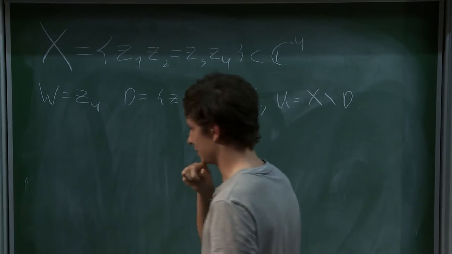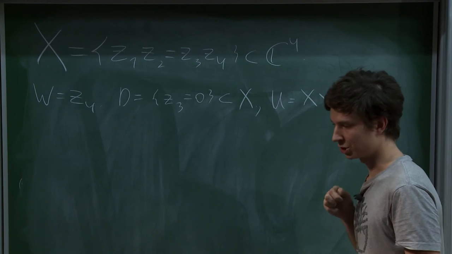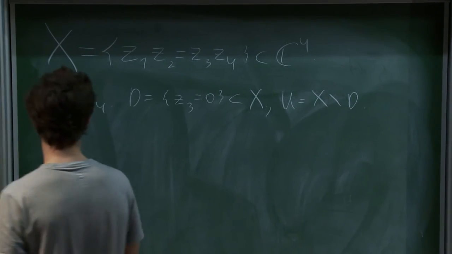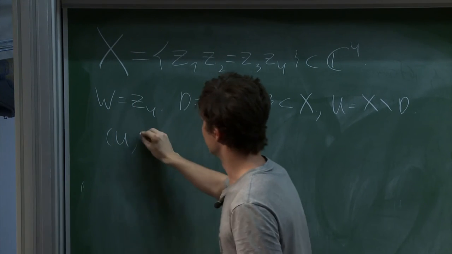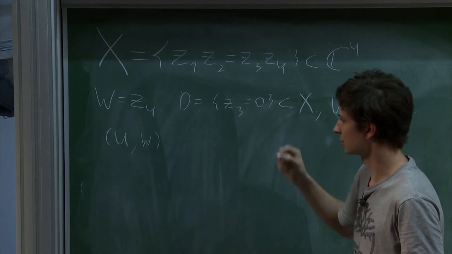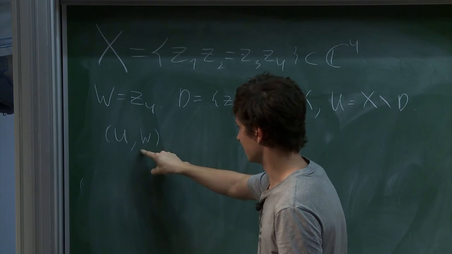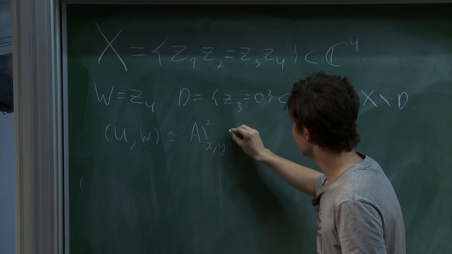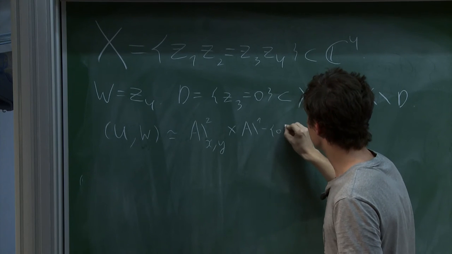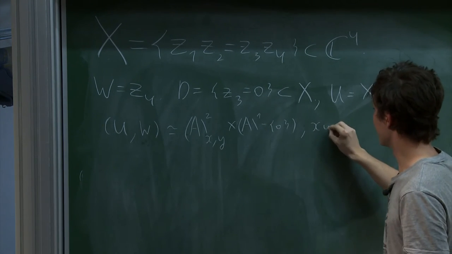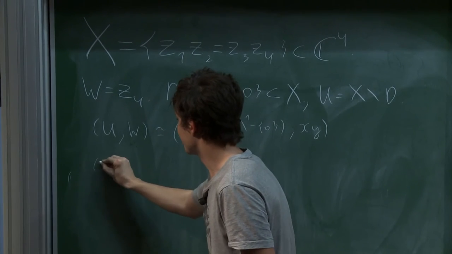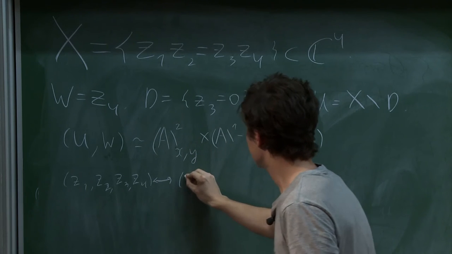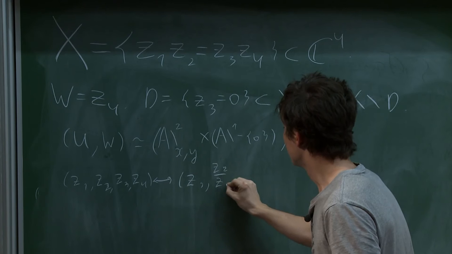And then it's not a hard exercise to write down which categories we obtain. First, let's start with coherent factorizations. First, U is of course smooth, because we have an isolated singularity, so U is smooth, and this Landau-Ginzburg model is equivalent just to A^2 with coordinates x, y, times A^1 minus 0, and with function xy. And this is an identification: z1, z2, z3, z4 corresponds to z1, z2 over z3, z3.